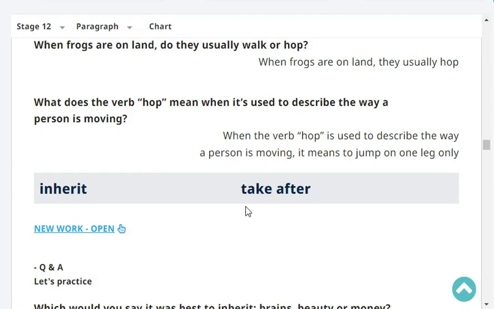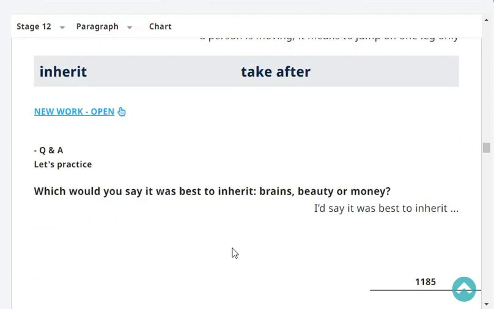What does the verb hop mean when it's used to describe the way a person is moving? When the verb hop is used to describe the way a person is moving, it means to jump on one leg only. Very good.